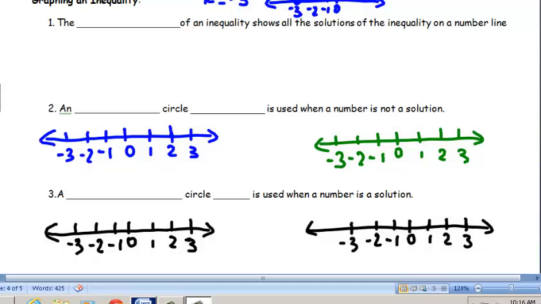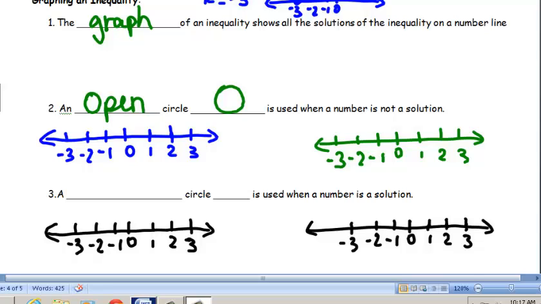Okay. The graph of an inequality shows all the solutions of the inequality on that line. Now, an open circle, and when we say open circle, it means that it should be nice and open like that. So the middle is not filled in. It's a nice and open circle.